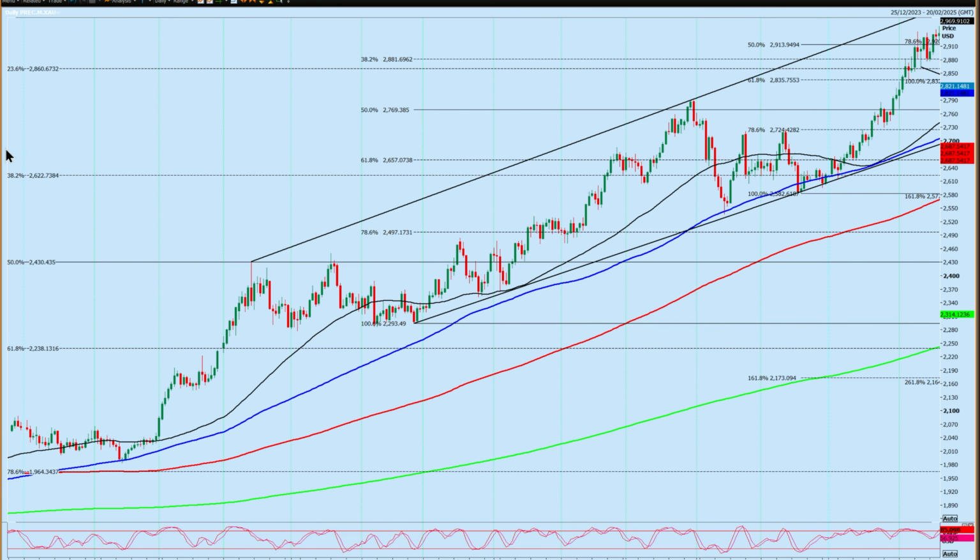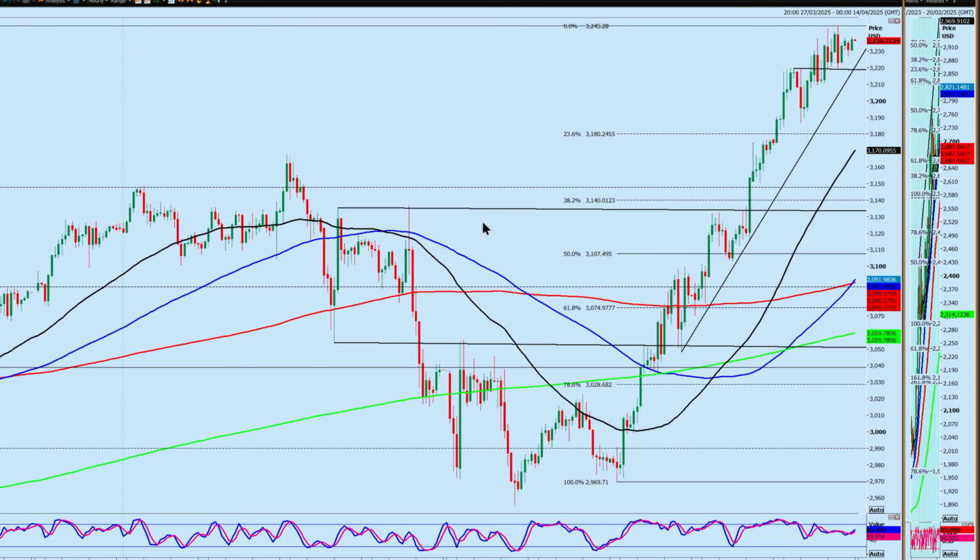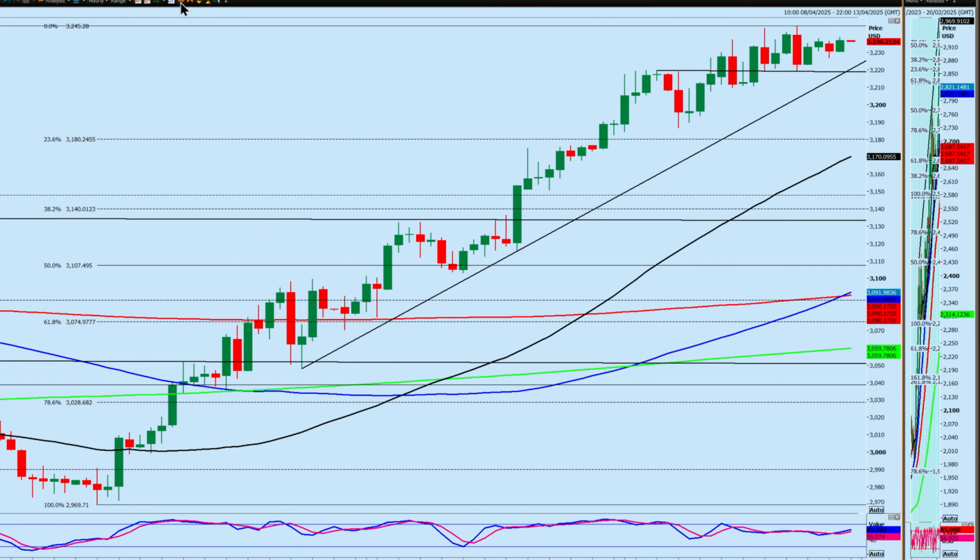Okay, that's all I want to say on the slow stochastic. Let me know if you've got any questions, and also let me know if you have any method that you use that I haven't mentioned here that works for you on the stochastic or any of the other oscillators for that matter. Okay, so now I'm just going to look at this on the hourly chart.